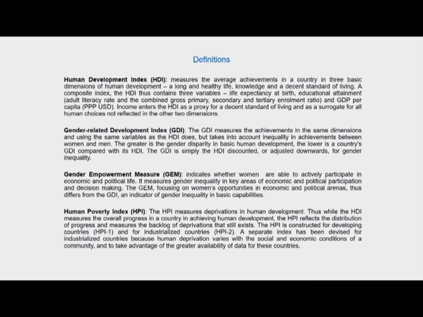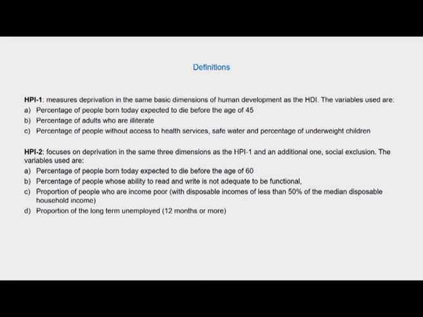And a separate index has been devised for industrialized countries because human deprivation varies with the social and economic conditions of a community, and therefore there is a need to take advantage of the greater availability of data for these countries. So, these are the indicators which we have already seen for HPI 1 and HPI 2, therefore there is no need to repeat them here.